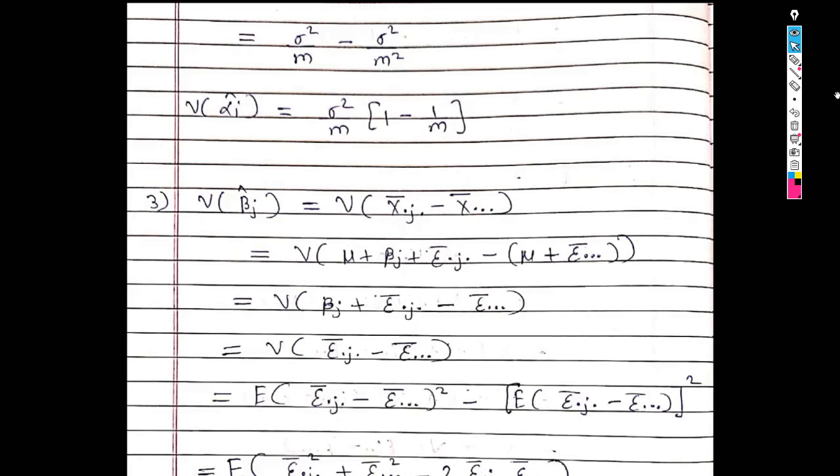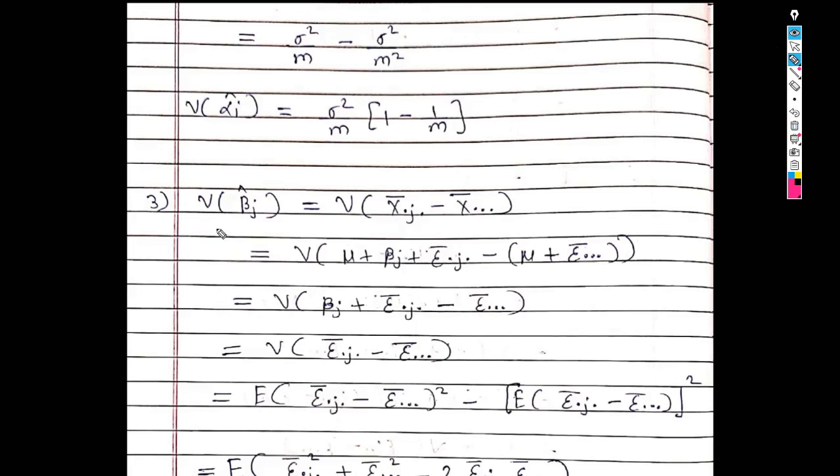So in the next step we get sigma square upon m minus sigma square upon m square. So here we take sigma square upon m outside the bracket. So we get variance of alpha i hat is sigma square upon m in bracket 1 minus 1 upon m. So in this way we get variance for alpha i hat.